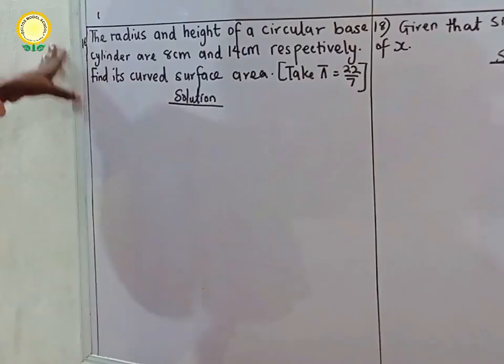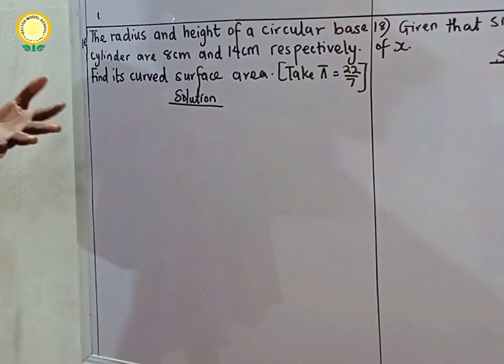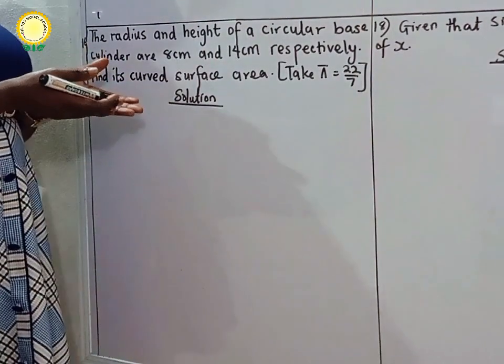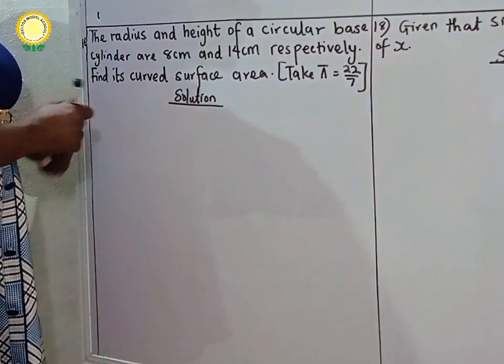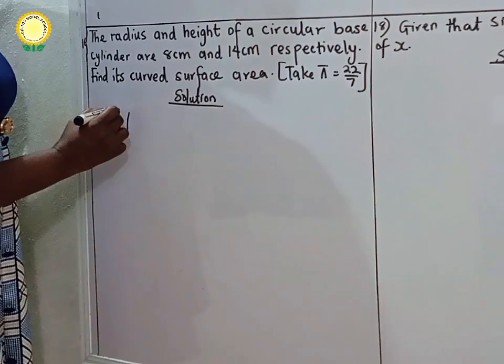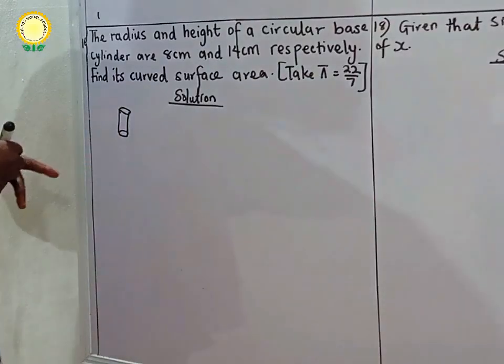The next question. Question 16. The radius and height of a circular base cylinder are 8 cm and 14 cm respectively. Find its curved surface area. We are asked to find just the curved surface area. Most students make mistakes here because they don't draw the diagram. Whenever you have this kind of question, always draw your diagram. This will help you know what you are looking for.